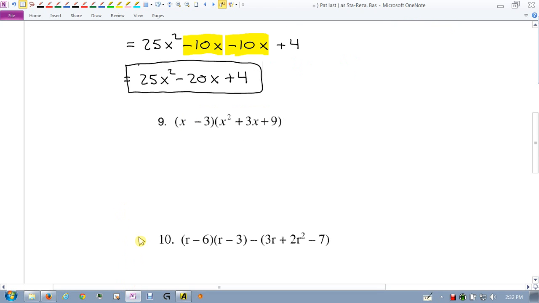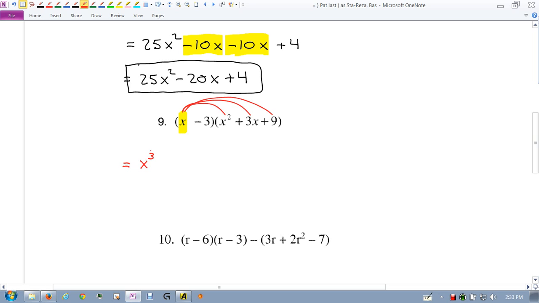Okay, how about this next one? x minus 3 quantity, that means in the parentheses, times the quantity x squared plus 3x plus 9. Minus 3, yep, just like that. So I'll start with the first guy, which is x. I'll pass him through. So I'll have equals x times x squared is x cubed.